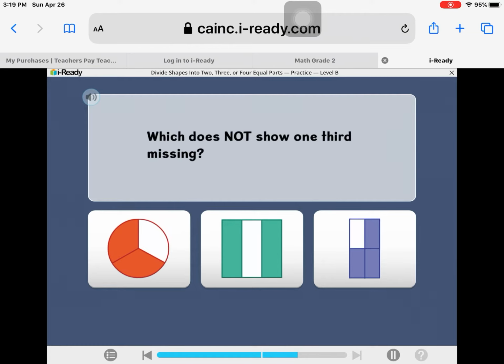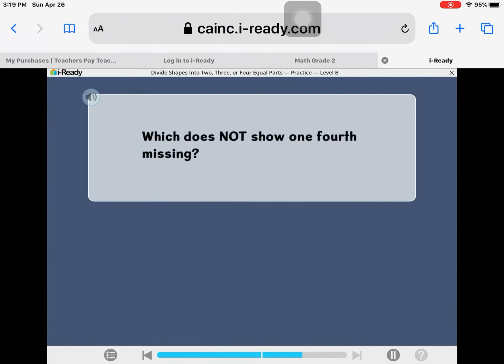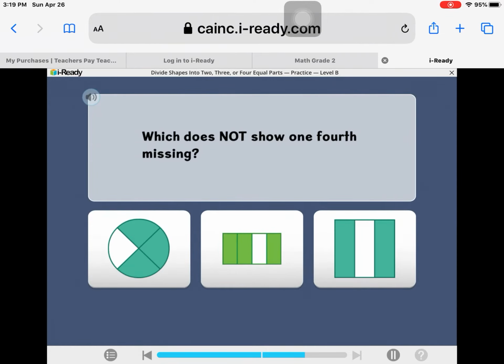Which does not show 1/3 missing? High five! This shape has 4 equal parts, so it does not show 1/3 missing. Which does not show 1/4 missing? Woohoo! This shape has 3 equal parts, so it does not show 1/4 missing.